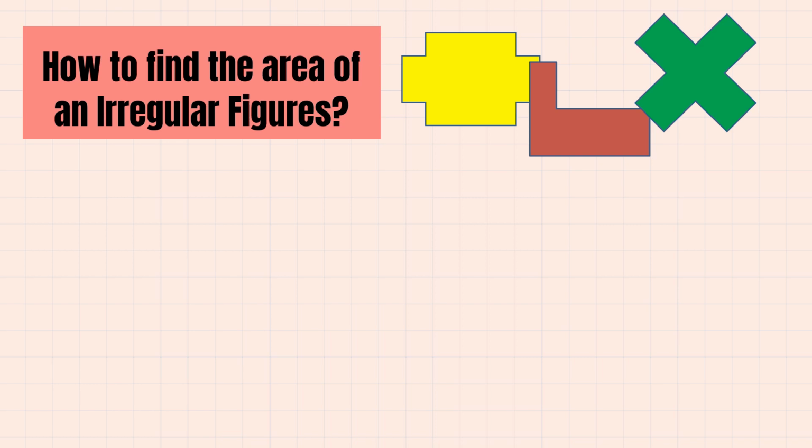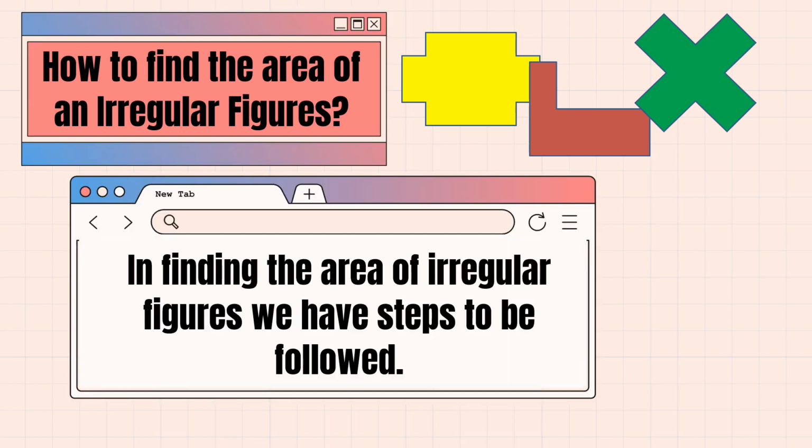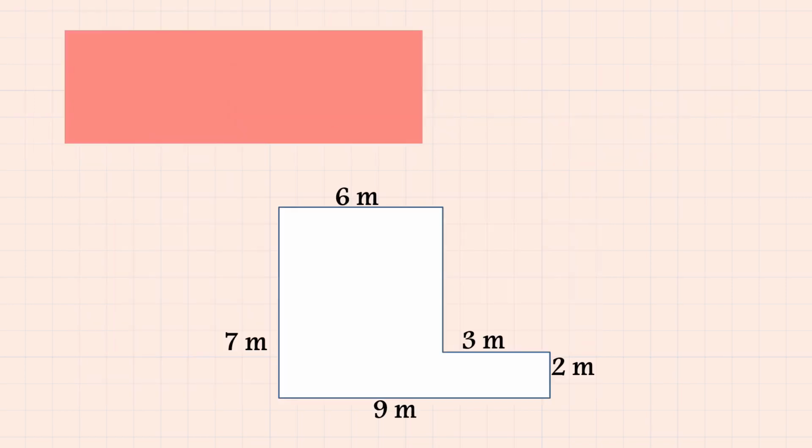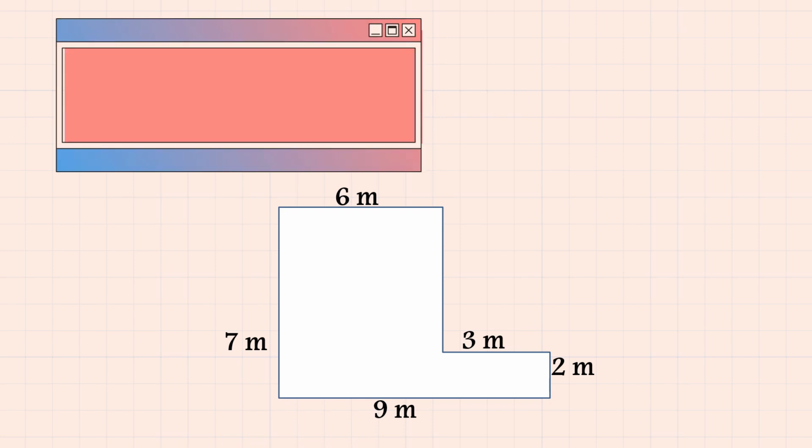How are you going to find the area of these irregular figures? To find the area of irregular figures, we have some steps to be followed. Look at this example. This is an example of an irregular figure. How are you going to get the area of this figure? What are you going to do? So let's follow the steps so that we can get the answer.